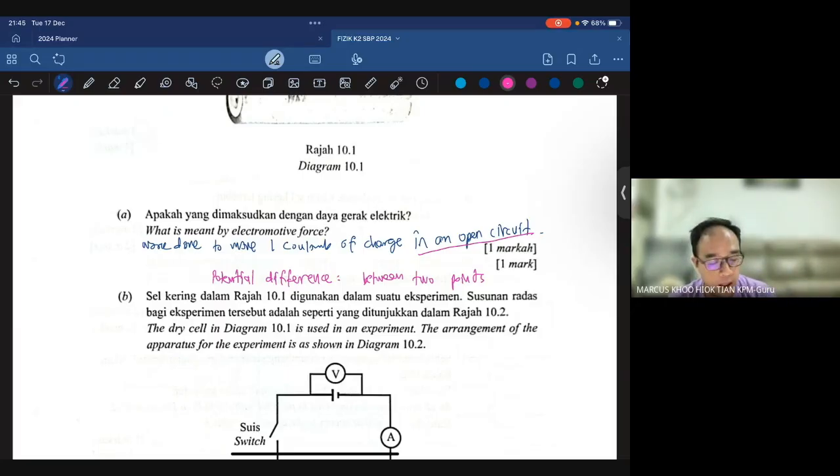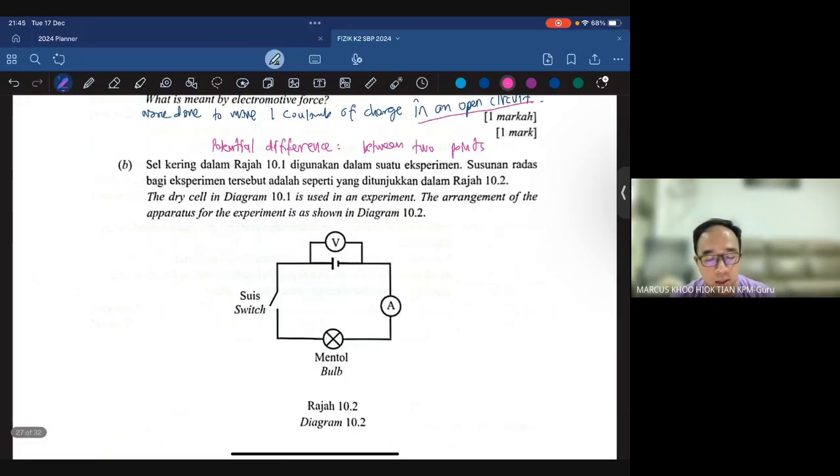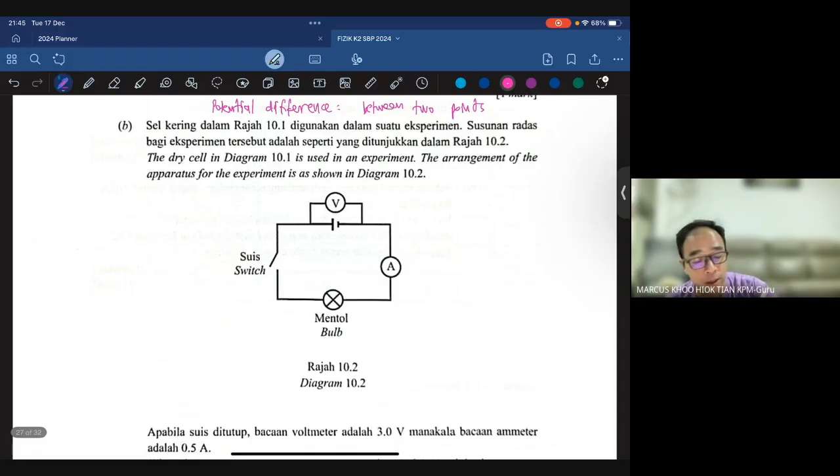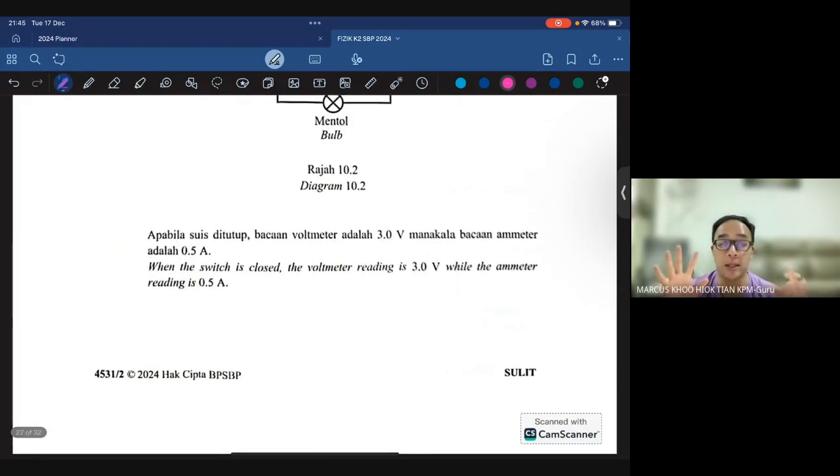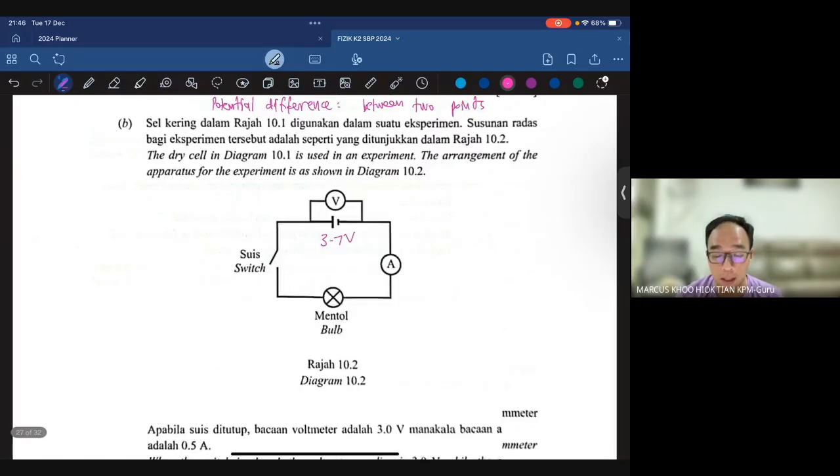That's it. The dry cell is used in the experiment, the arrangement. So remember this dry cell is 3.7 volts. What a strange EMF, but sure, fine. When the switch is closed, the voltmeter reading is 3 volts, ammeter is 0.5. Isn't it a complete circuit?